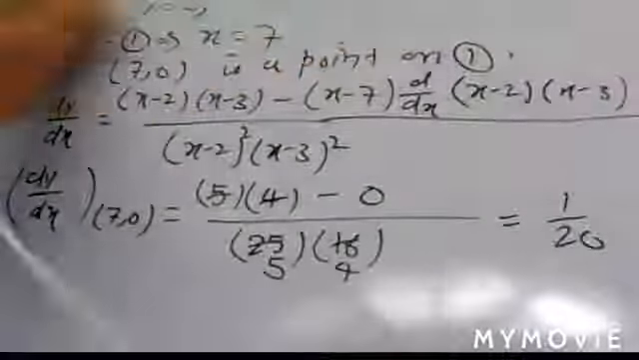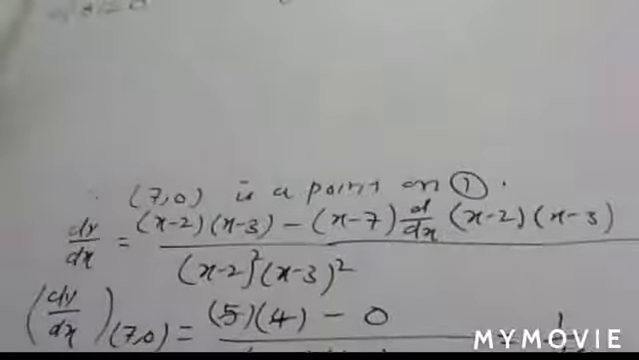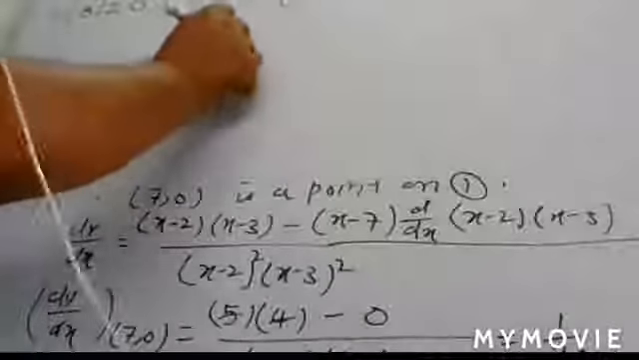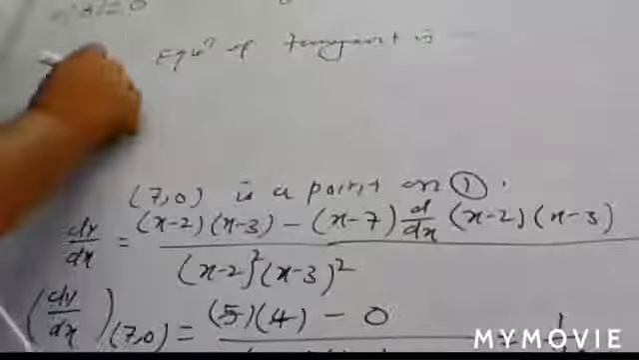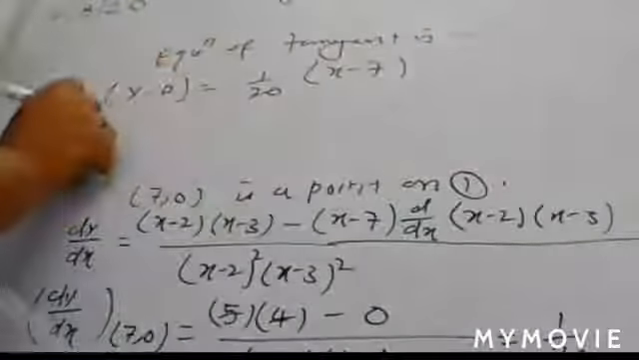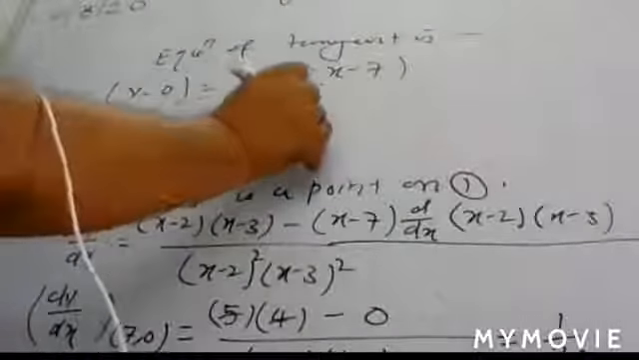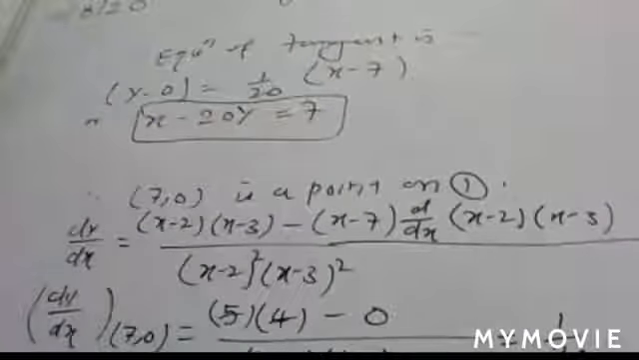Yes, write it quickly. The equation of tangent is y − y1, that is y − 0, equal to the slope 1/20 times (x − 7). So you can write x − 20y = 7. That gives the equation of tangent.